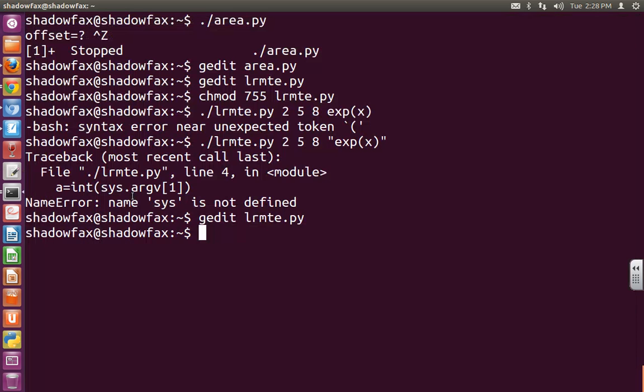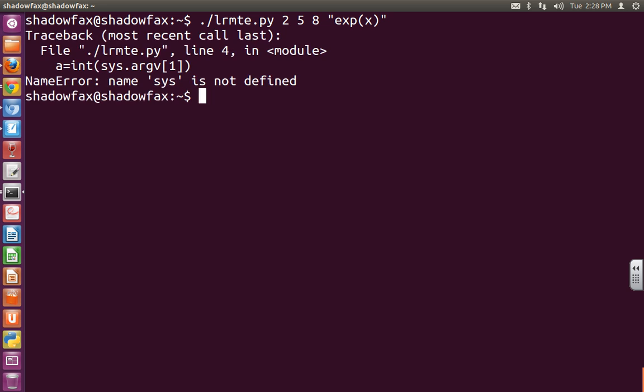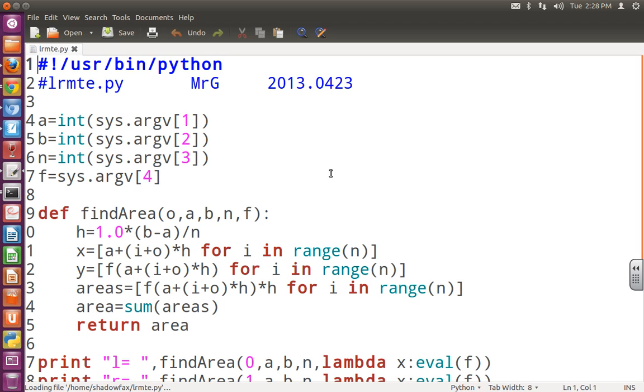Save it. From matplotlib import everything. Okay. It might be importing the sys class. That's the problem. All right, there you go. Now it gave me something else. So I fixed the sys problem. Line 18. It doesn't like 18 or 13.